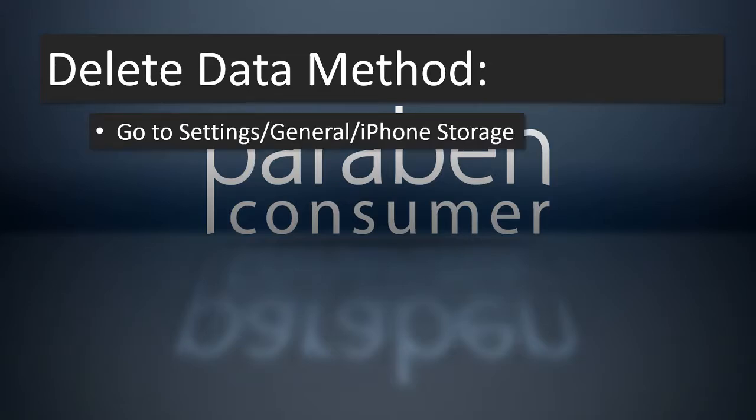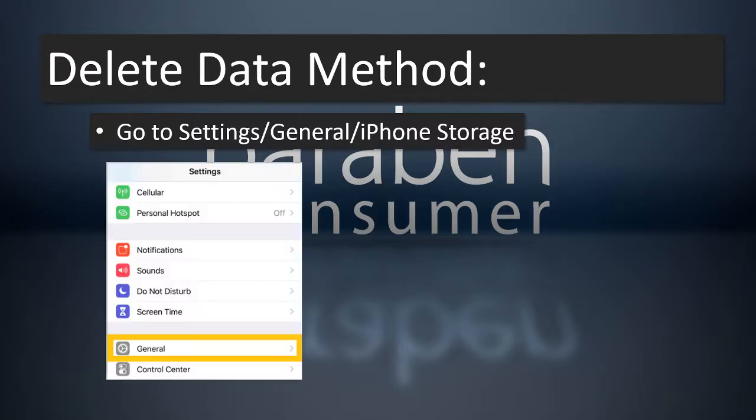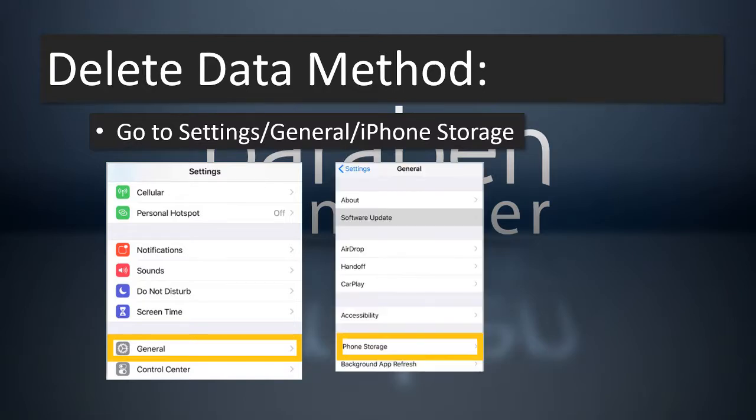So we're going to have you go to settings in your phone, and from settings you're going to click on the general button here. Once there, you're going to click on phone storage.